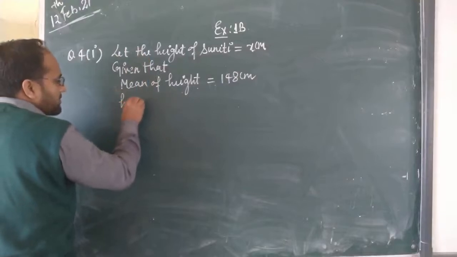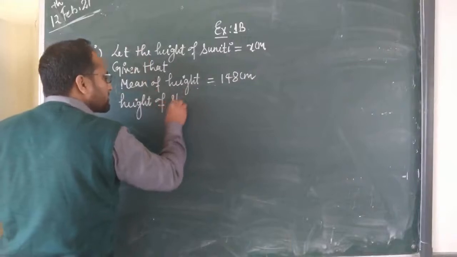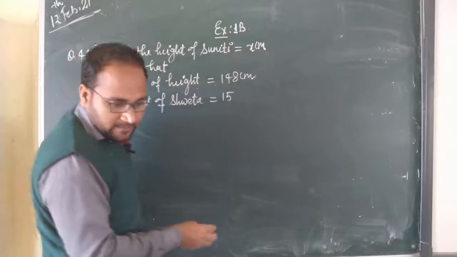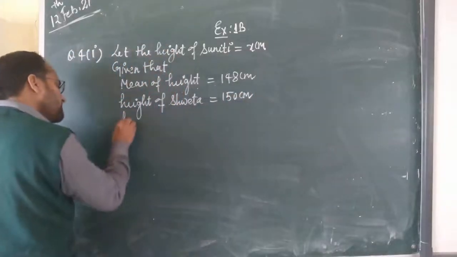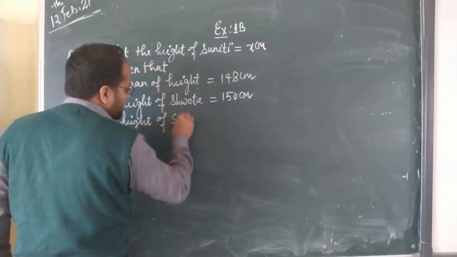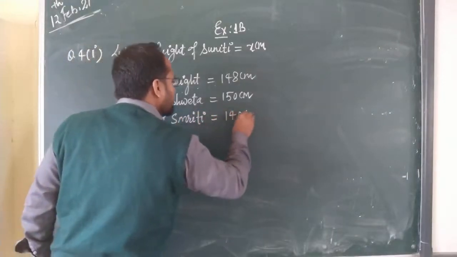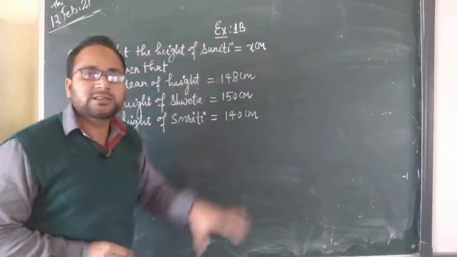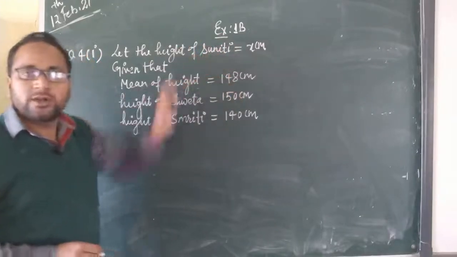Height of Shweta is equal to 150 centimeters, and height of Smriti is equal to 140 centimeters, students. So these two heights are given. The third one we have supposed is x centimeters. So the sum of all observations upon the total number of observations is equal to its mean.